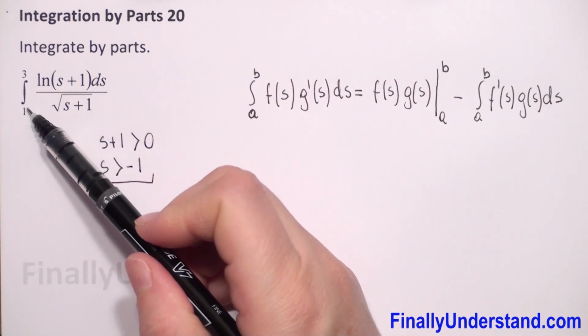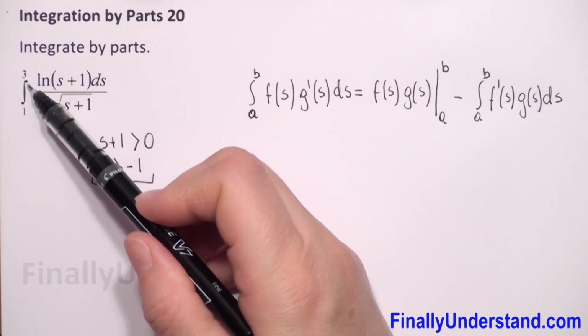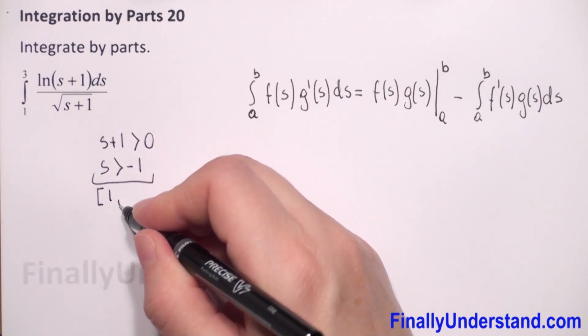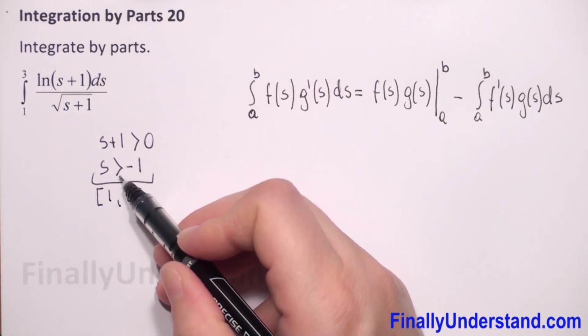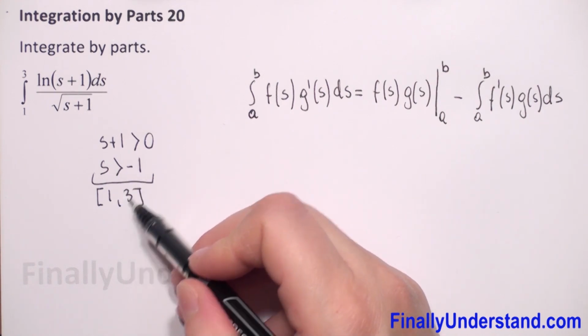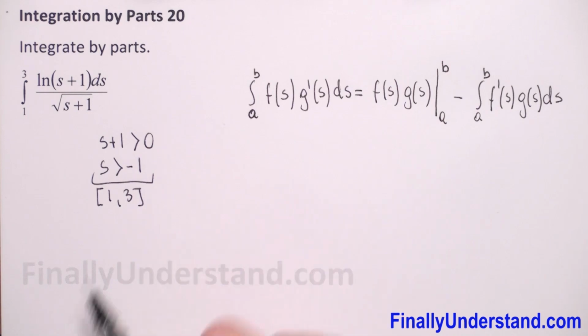We have here integral from 1 to 3. So we have closed interval from 1 to 3. This interval is included in the domain of our function because this is greater than negative 1. We have one interval from 1 to 3. So everything is okay. Our functions are continuous.